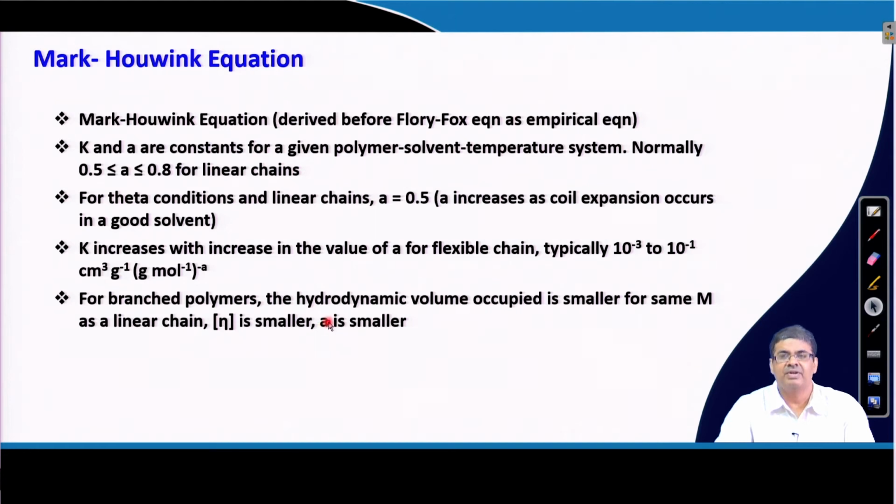So, A is kind of representing the expansion of the polymer coil. If you have a theta solvent, then it is not expanded, so the value is 0.5. If you have a good solvent, then it expands, so it increases to 0.8 and so on. For the same molecular weight, if we have a branched structure, obviously the hydrodynamic size will be lower, which means the A value should be lower, and the values of K and A for copolymers are very difficult to obtain, they are complicated.